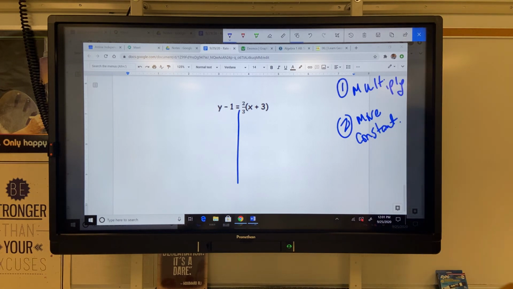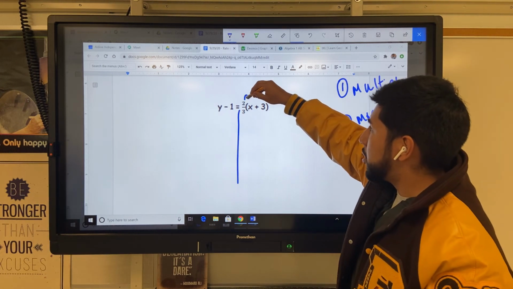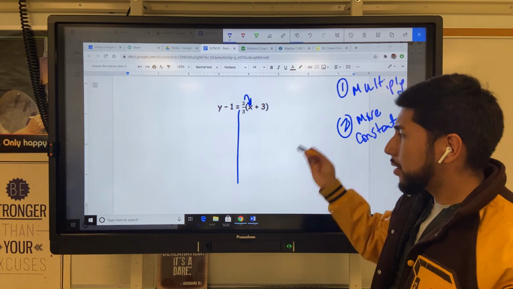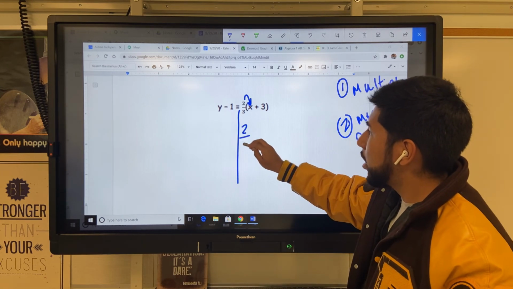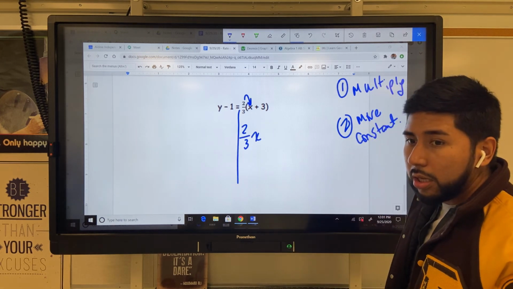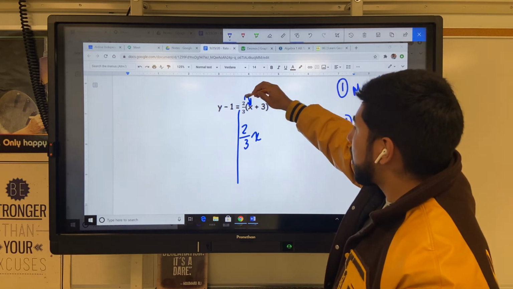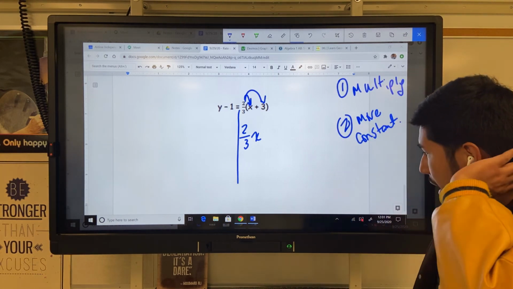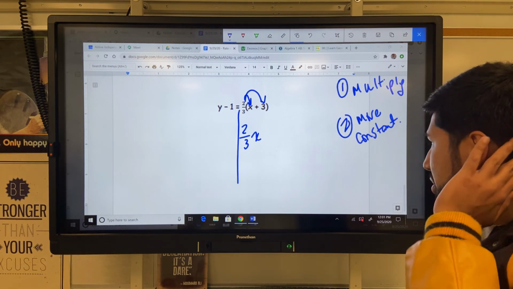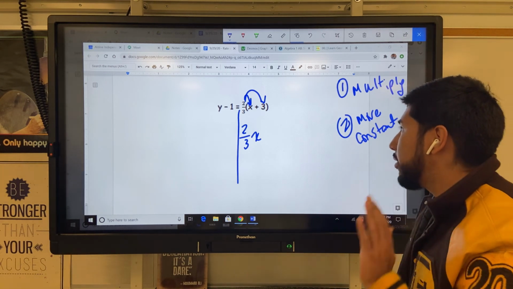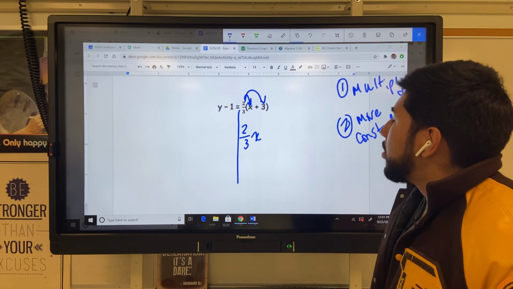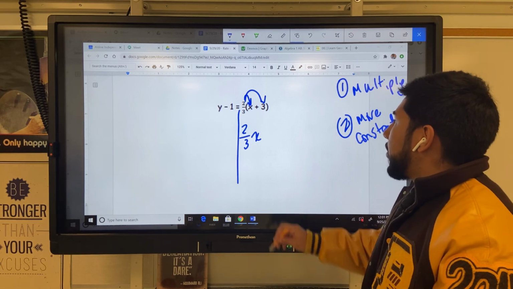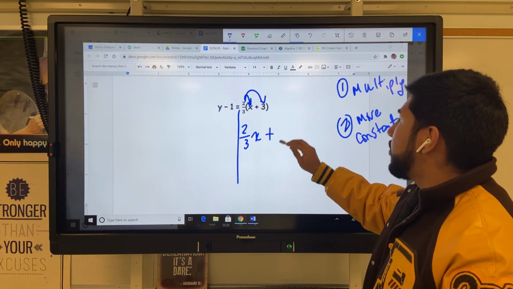First step, multiply. 2 over 3 times x is 2 over 3x. This is a tricky one. 2 over 3 times 3. Now, I know we might not all have calculators, so just use the internet since I know we're using Chromebooks and all that good stuff. 2 over 3 times 3 gives me a positive 2.